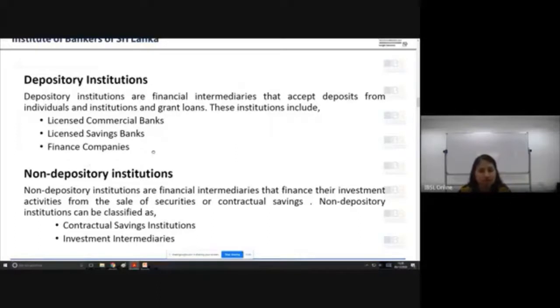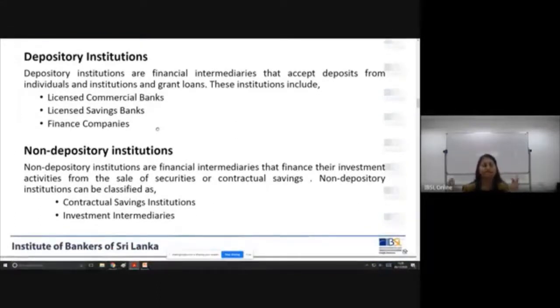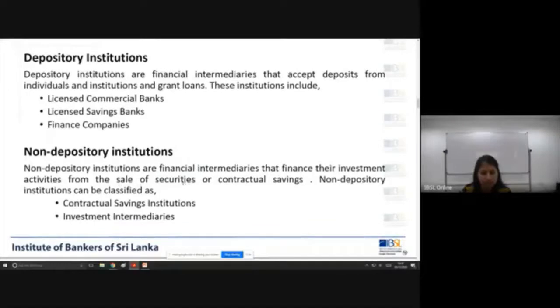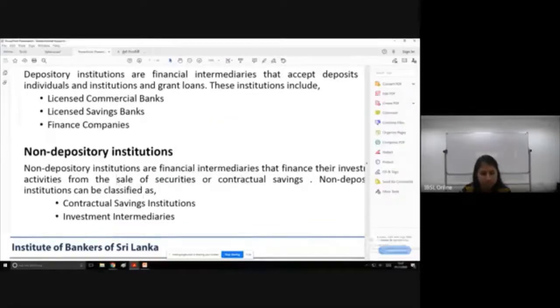The next one is the opposite role, where they don't accept any deposits from their customers. Deposits are not their method of finding finance, not their mode of sourcing funds. What do they do? They will either sell securities or obtain contractual savings. These are the two keywords I want you to note: the sale of financial securities and contractual savings.